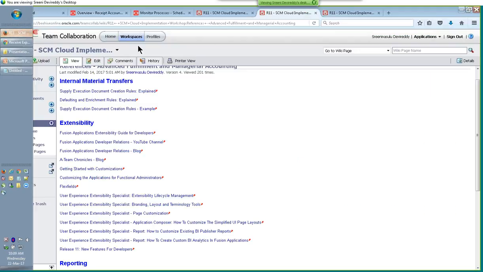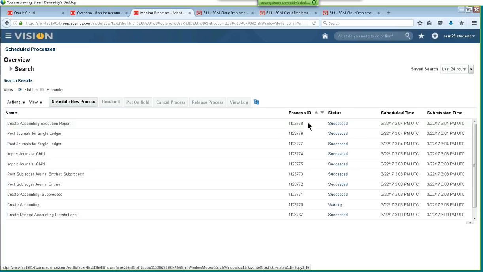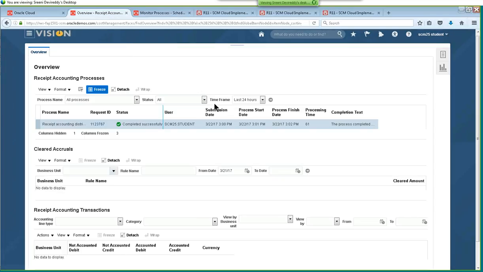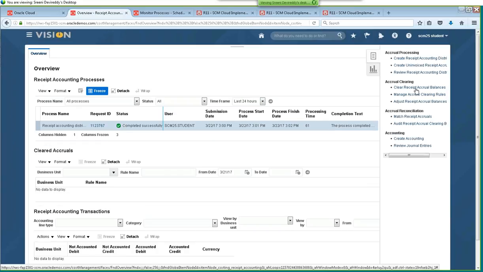I just lost where we were. Okay, we were doing the accounting. Accounting is done, so I want to show you the output. I'll go to receipt accounting, and here I want to query the distributions and show you the accounting, review receipt accounting distributions.